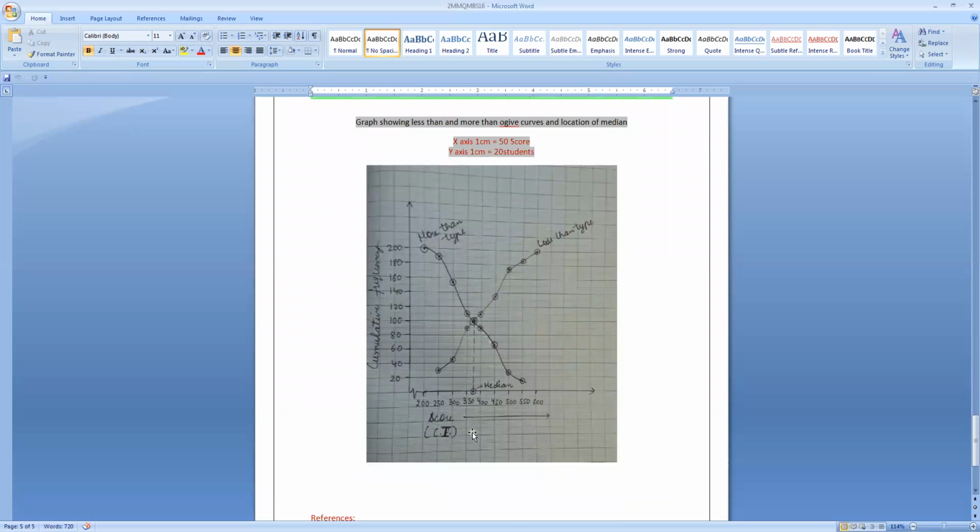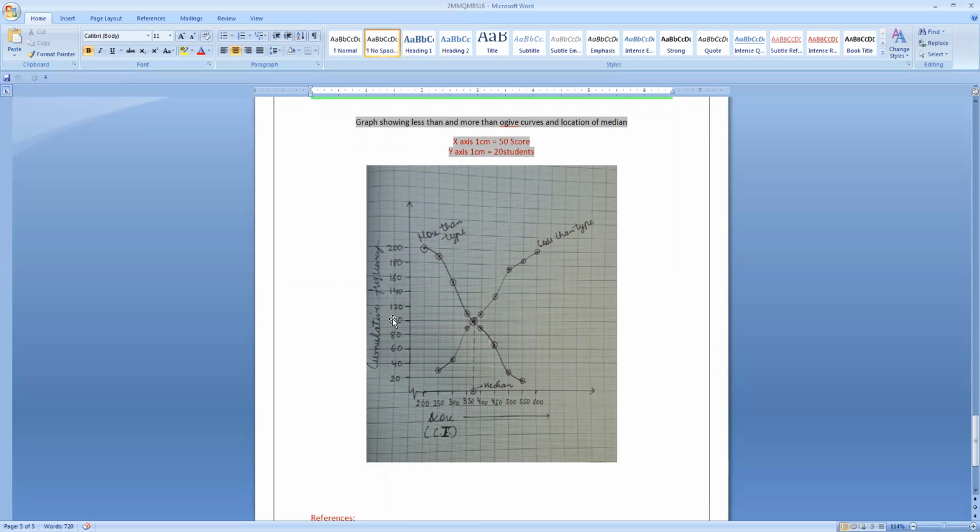And this is the graph where we plotted the value of median. On the x-axis we have taken the class intervals. On the y-axis we have shown the cumulative frequency values. On the x-axis, 1 centimeter is 50 scores. On the y-axis, 1 centimeter is 20 students.